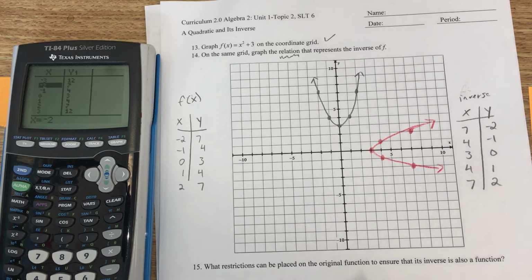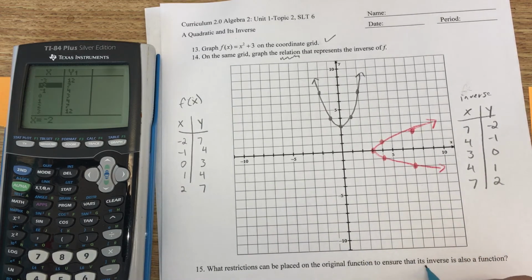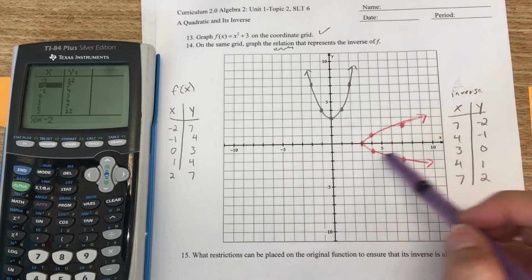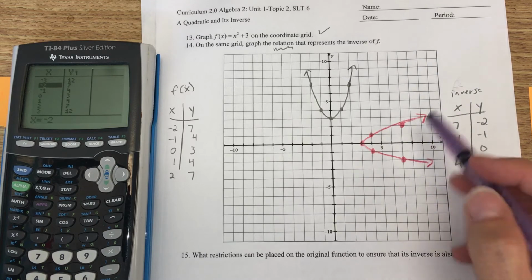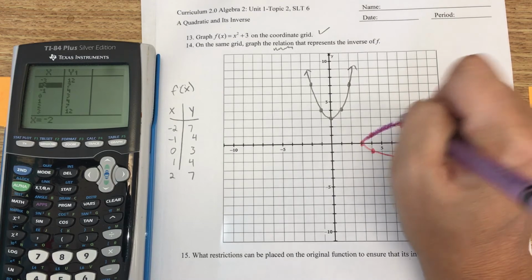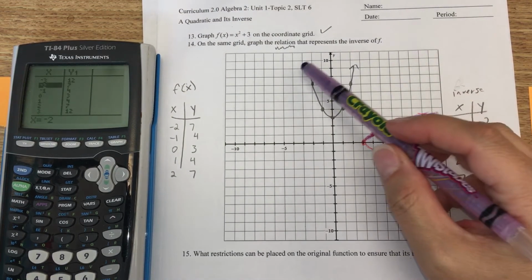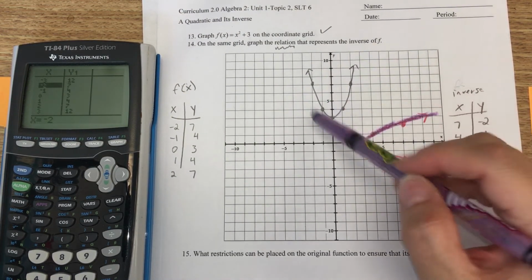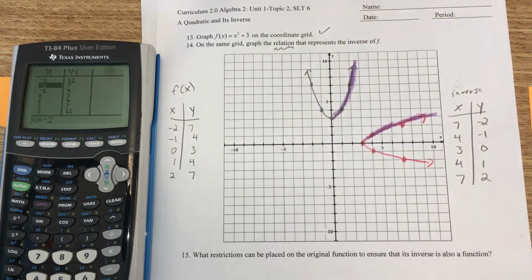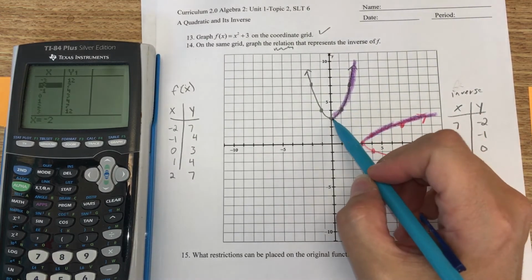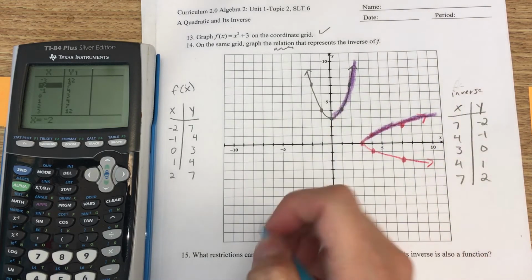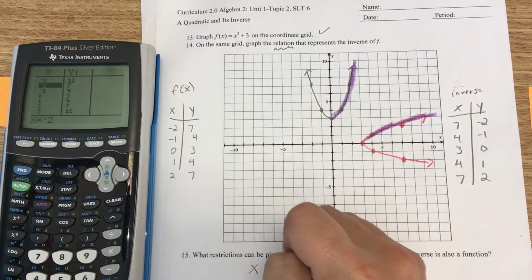Number 15 says, what restrictions can be placed on the original function to ensure that its inverse is also a function? Well, just like before, I have this problem where this is not a function. It doesn't pass the vertical line test. But if I only had the top half, this part, it would be a function. So think, which side did this come from? Yeah, it came from the right side. So I only want to keep this portion. So look at what I just colored in purple over here on the original function. This is going to be only x values that are greater than or equal to 0.